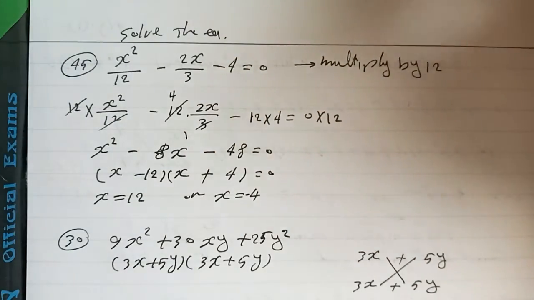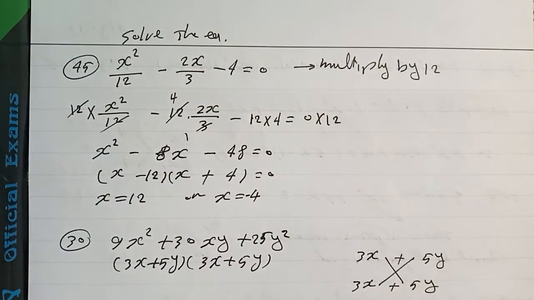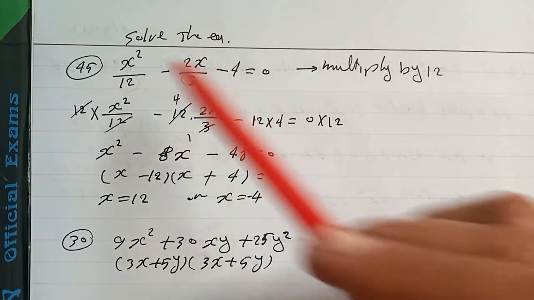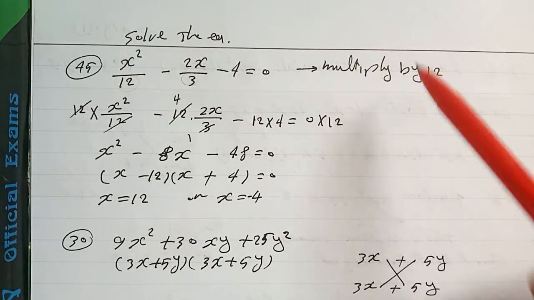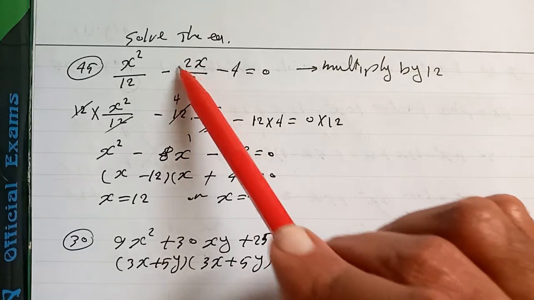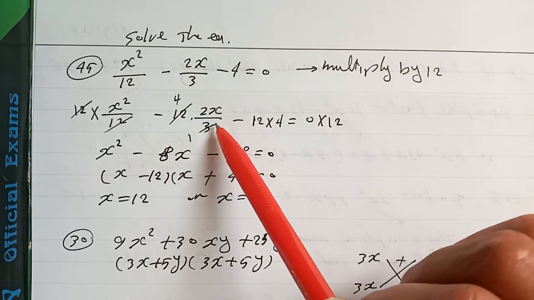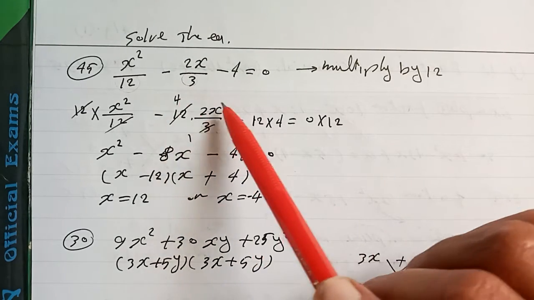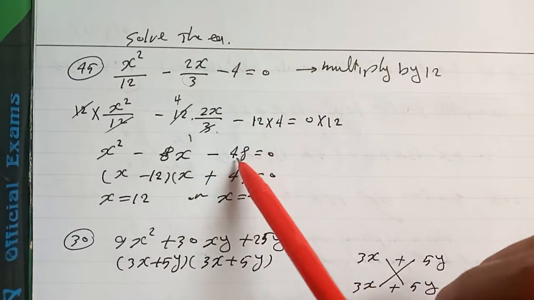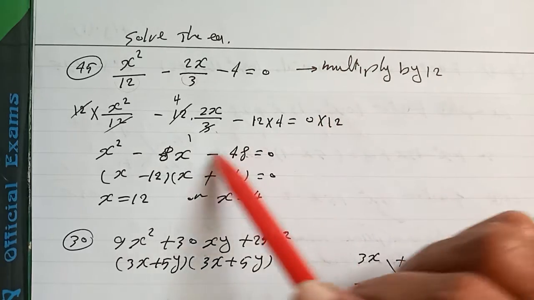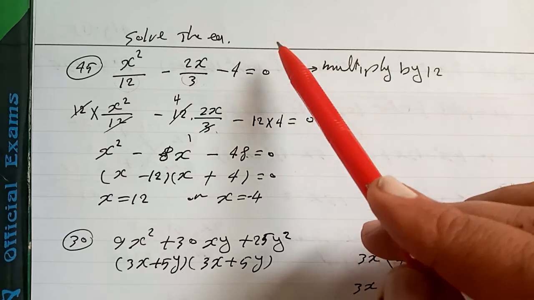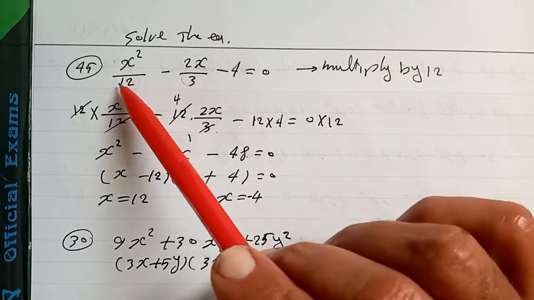Number 45. Solve the equation. It includes fractions. Never mind. Look, 12 is divisible by 12 and 3, so multiply all by 12. If you multiply this by 12, you cancel 12 with 12. If you multiply this by 12, you can simplify by 3, 1, by 3, 4. It will be 4 times 2, which is 8x. If you multiply 4 by 12, it will be 48. 0 by 12, 0. So I got rid of the denominator by multiplying them all by 12. Why 12? Because 12 is the common multiple between 12 and 3.